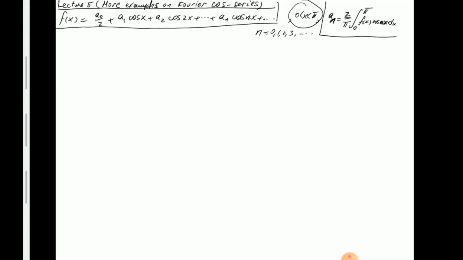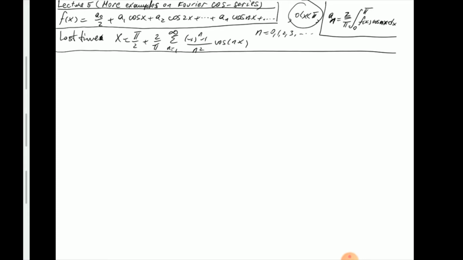Last time we computed together the representation of x in terms of a Fourier cosine series, which was pi over 2 plus 2 over pi, summation from 1 to infinity, of (-1) to the n minus 1 over n squared, cosine of nx. You're going to have these representations in formula sheets, so you don't have to write them one more time. I just want to put it here for myself.